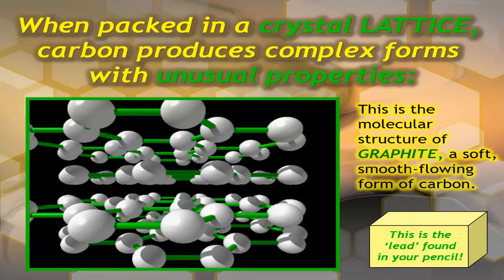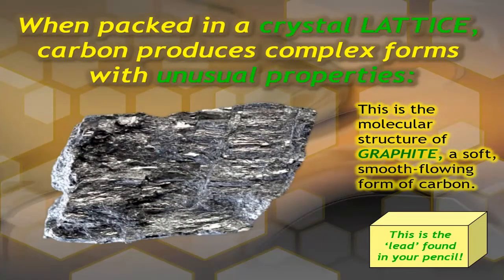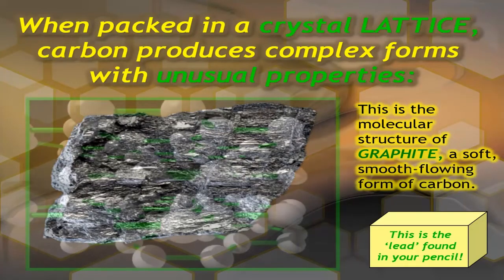Graphite is pure carbon, but it is a soft, smooth-flowing form of carbon. The mineral graphite looks like this, kind of shiny, like a rock. And you might think, oh, it's a rock, it's very hard. And yet if I took a piece of graphite and I ran it over a sheet of paper, it would produce marks just like a pencil. And that's because a pencil doesn't have lead inside it. We sometimes call it a lead because it looks like lead, but it's actually this soft, smooth, flowing form of carbon.